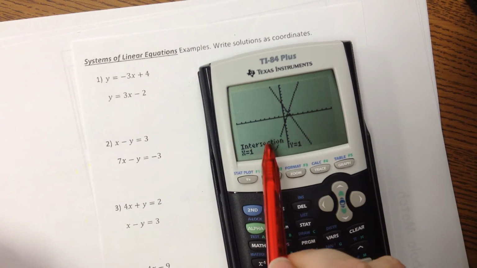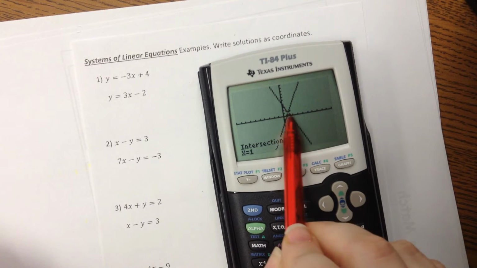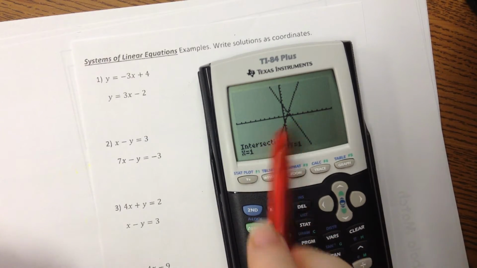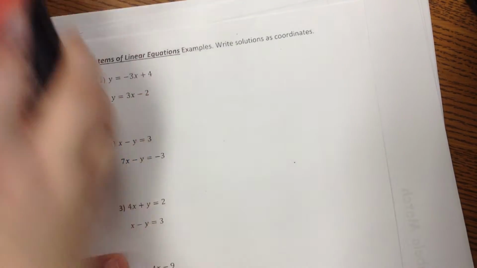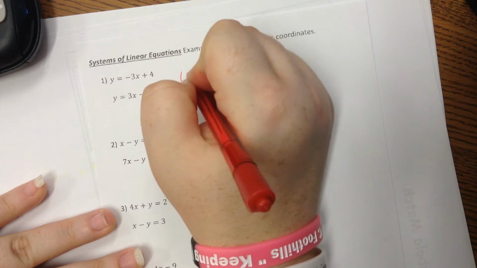We knew that it was in quadrant 1, so they both should be positive. This is a coordinate, so we must write our solution as a coordinate. Our coordinate is parentheses 1, 1. This is our solution.